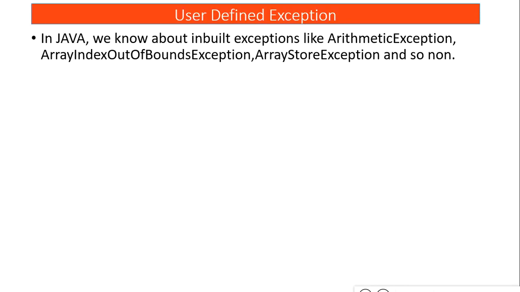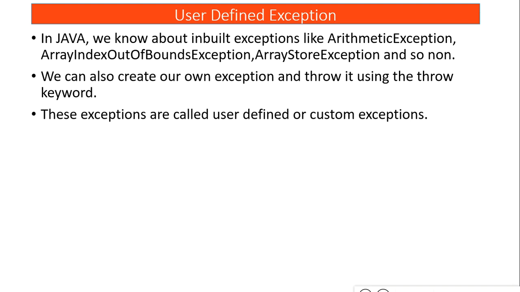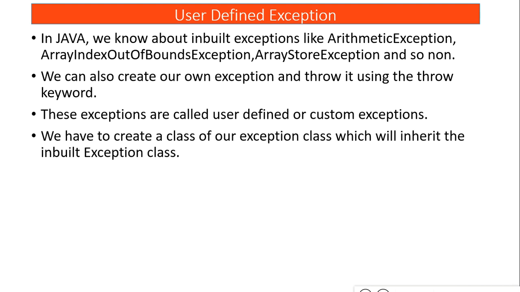Now user defined exceptions. We know we have a list of exceptions like arithmetic exceptions, array index out of bound, array exceptions, and so on. We have many exceptions, but there are chances that you might want to create your own exception and throw it using the throw keyword. If you create your own exception, it is called a user defined exception, or a custom exception. To make a custom exception, you have to create a class that inherits the inbuilt exception class of Java.